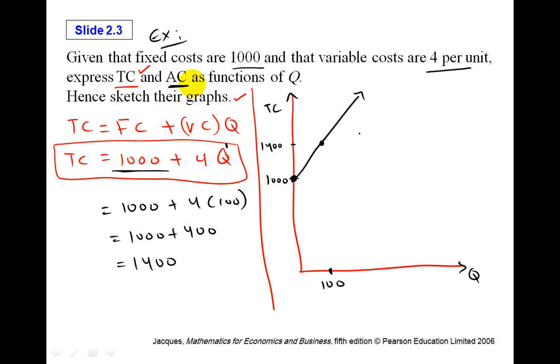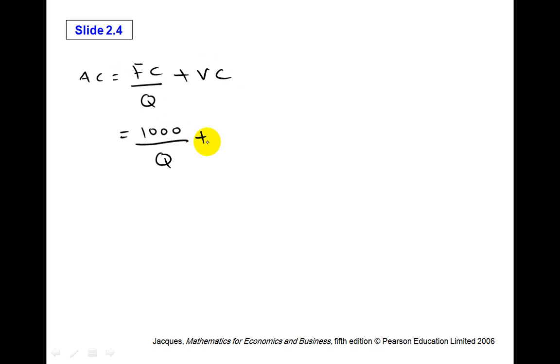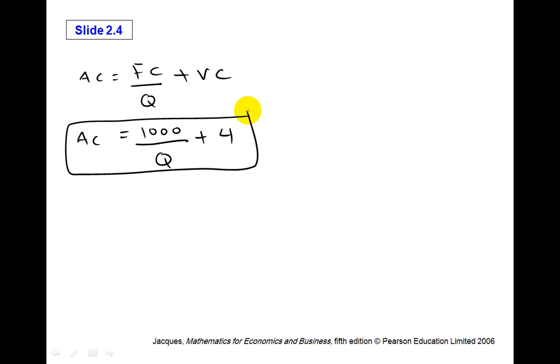Okay, now we're left with this average cost. Let's work on the average cost. Okay, the average cost is saying that it will be fixed cost over quantity plus the variable cost. If you remember, this is the formula. So what is my fixed cost? It is 1000 over the quantity plus the variable cost, which is 4. So this is the formula now.